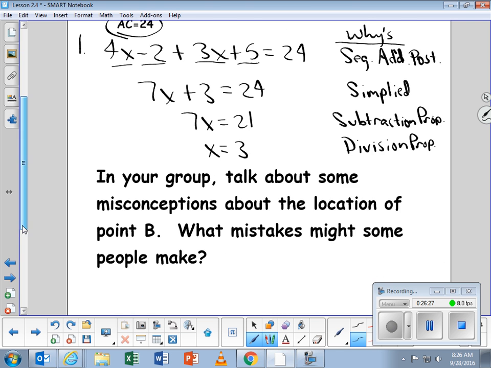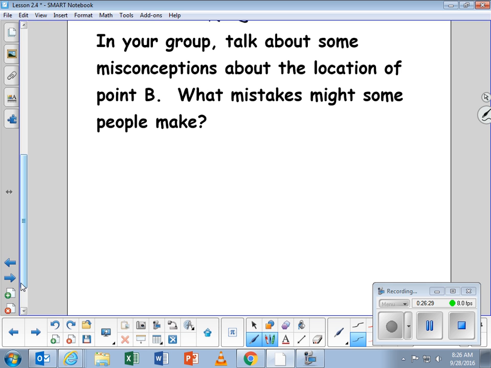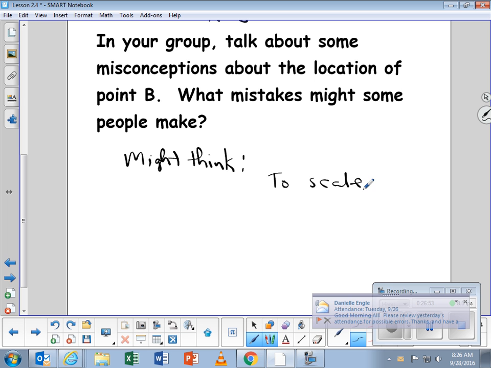Okay. Join me again. In your group, talk about some misconceptions. What do you think some misconceptions were about the location of B? Nikki? You might think it's to scale. They might think it's to scale. Okay? What else might they think? Paul? It's in the wrong place. It's in the wrong place.